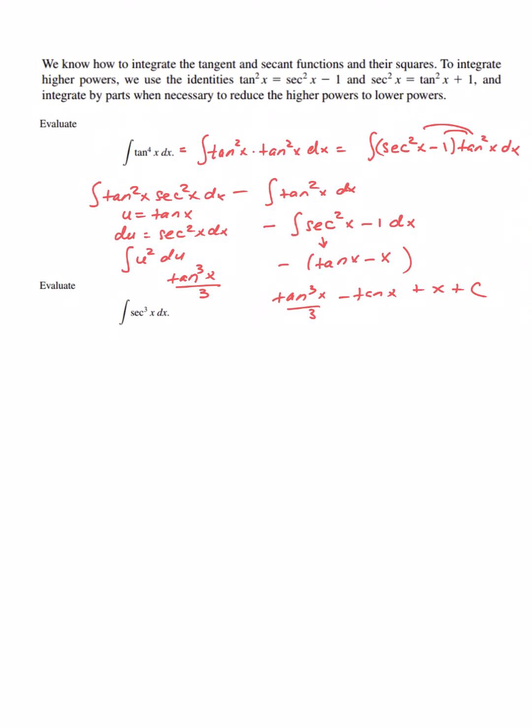For this next problem, I'm going to do a similar tactic. I'm going to split up secant cubed into secant times secant squared. That allows me to now do integration by parts, because I know the integral of secant squared. That's going to become my dv. Integral of secant squared is tangent. That makes u the secant x, and du would be secant x tangent x.